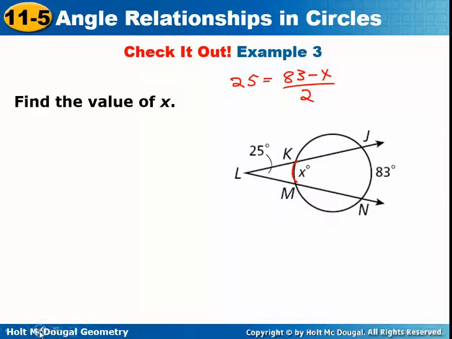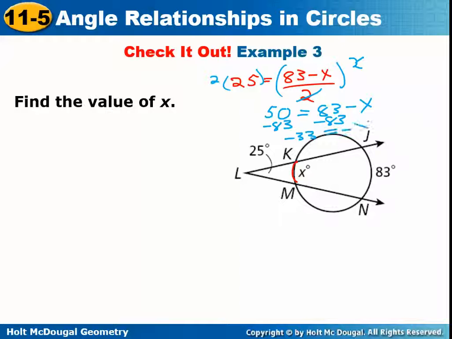So your first step in solving in this case would be to multiply both sides by 2 to get rid of the dividing by 2, to undo it, or to undo the fraction if you wrote it like a fraction. So we would have 50 is equal to 83 minus x, and then we'll subtract 83. And we'll get a negative number, but that's okay because it's equal to negative x, and then just multiply or divide both sides by negative 1 to get 33 degrees for x.